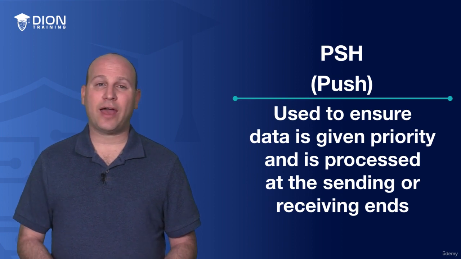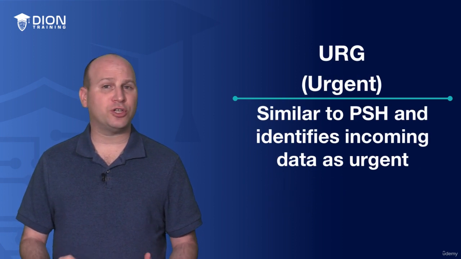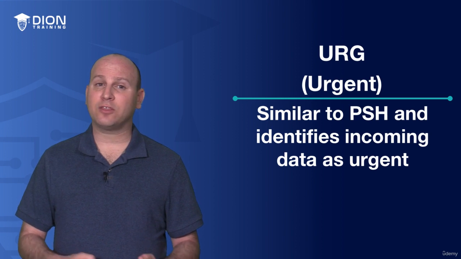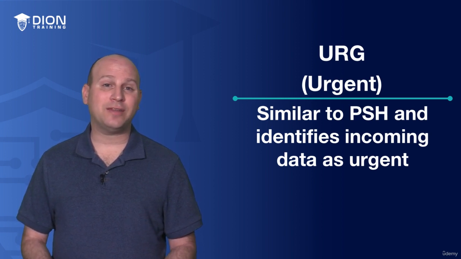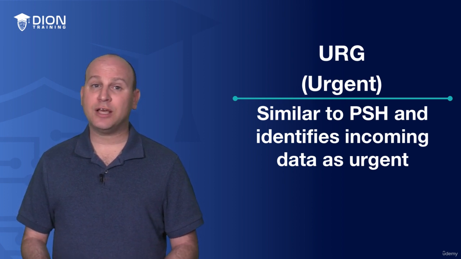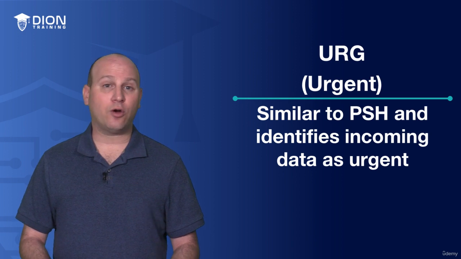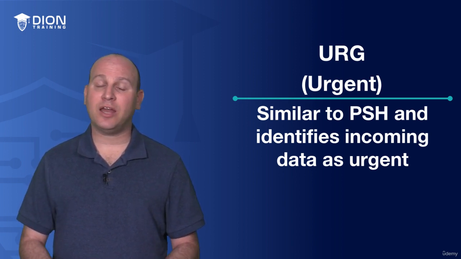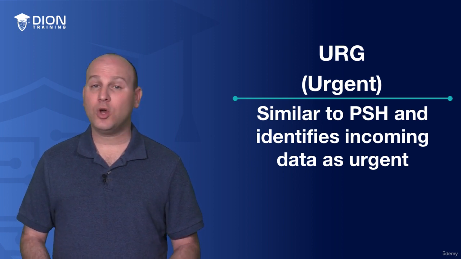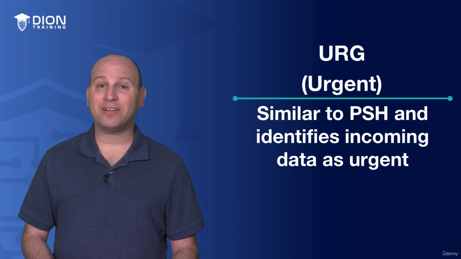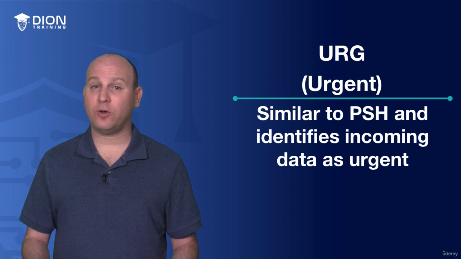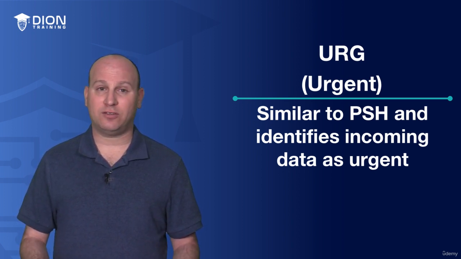The final flag we have is URG, or the urgent flag. The urgent flag is like the push flag, and it identifies incoming data as urgent. Now, the main difference here between push and urgent is that push is used by the sender to indicate data with a higher priority level. Urgent, on the other hand, is sent to tell the recipient to process it immediately and ignore anything else that's in the queue. With urgent, this could lead to packets violating the first in, first out priority order, so it needs to be used only by particular applications when necessary.